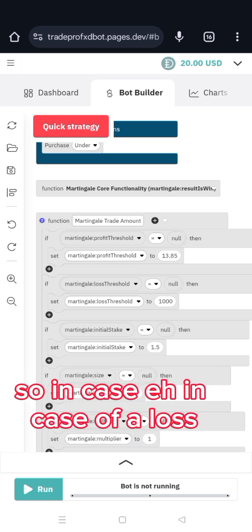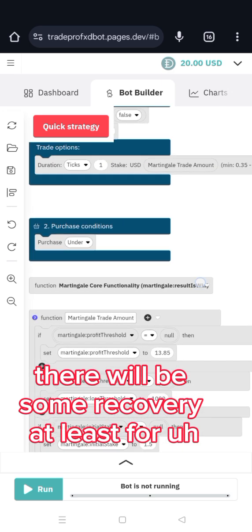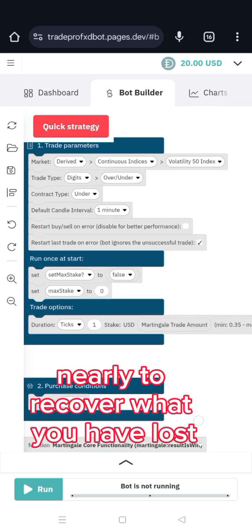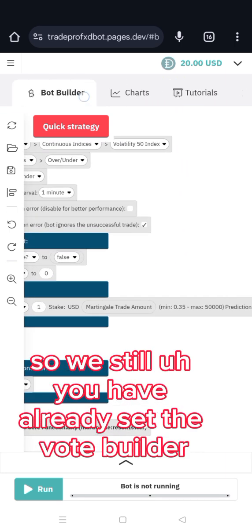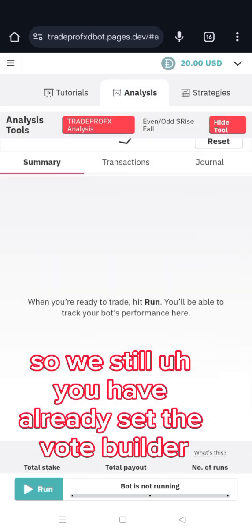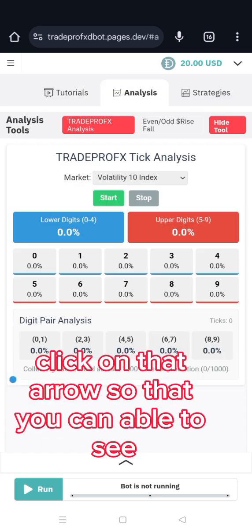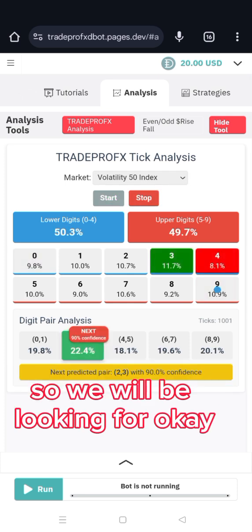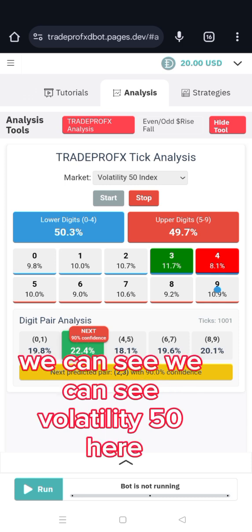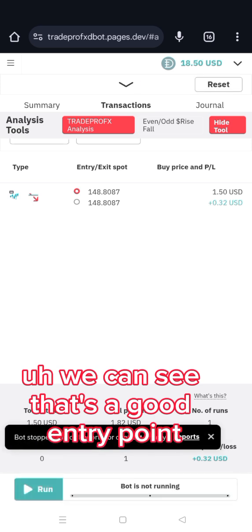So in case of a loss, there will be some recovery, at least to get nearer to recovering what you have lost. So you have already set the bot builder, so you go and click the analysis tool, click on that arrow so that you are able to see and begin to check for the best market. So we will be looking for, okay, we can see volatility 50 here. We can see that's a good entry point.